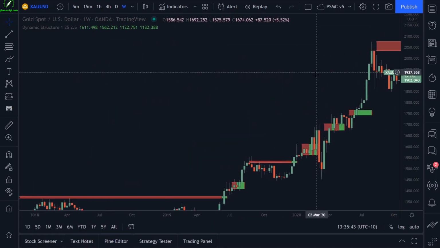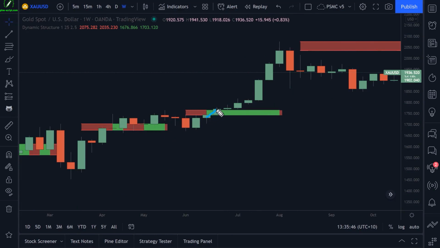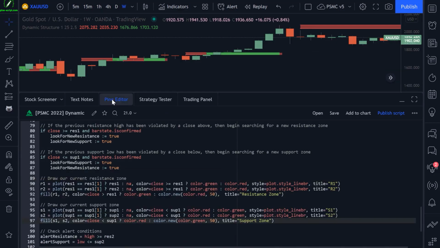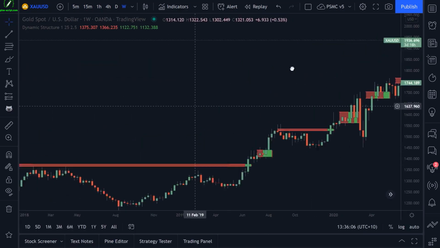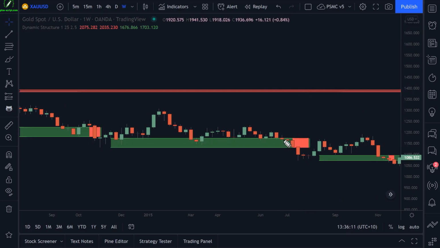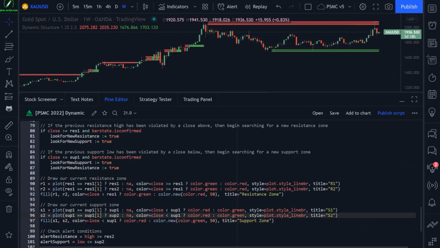So as you can see here, whenever a zone gets violated, the resistance zone kind of turns into a support zone. So it turns green to let you know that there is the potential that this zone may now act as support. And same for support. Whenever support gets violated, as you can see here, the support zone turns red to let you know that this zone may act as resistance now. So that's what this color check does on these two fill functions.